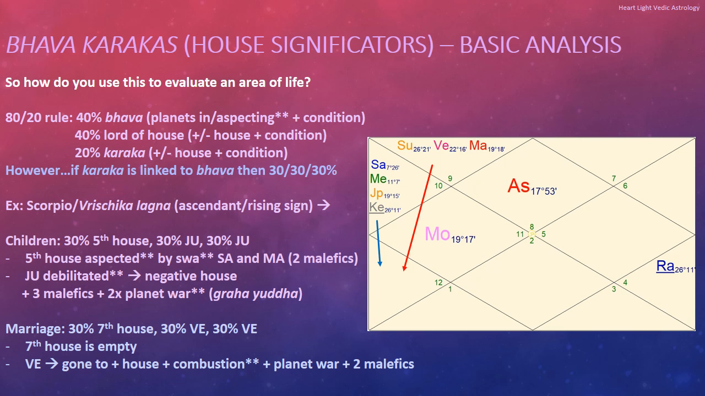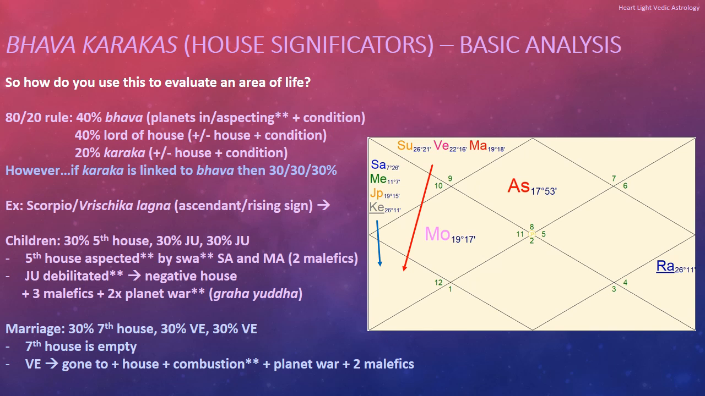Well, there's no planets there, but we have two planets aspecting the house. Saturn, which is Swa, or in its own house in Capricorn, so a very strong Saturn. And we have Mars aspecting the fifth. So we have two malefics, one super strong, aspecting the fifth house. So that's not looking super great. Since Saturn is Swa, because Saturn's so strong, there may be a possibility of having children here. But two malefics, it's not looking super great, frankly.